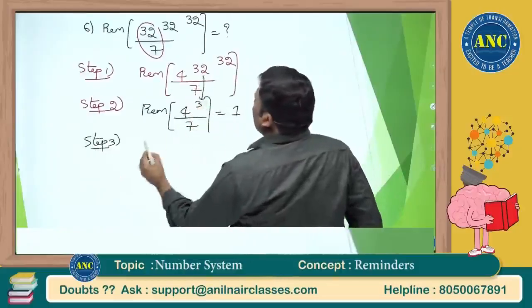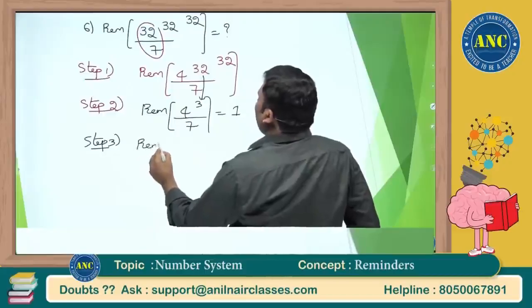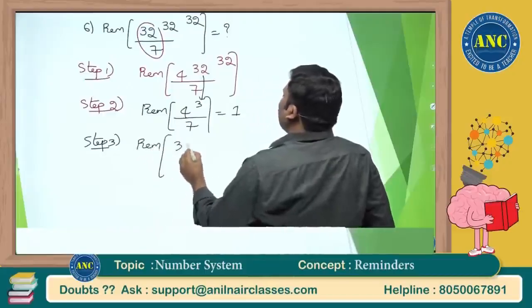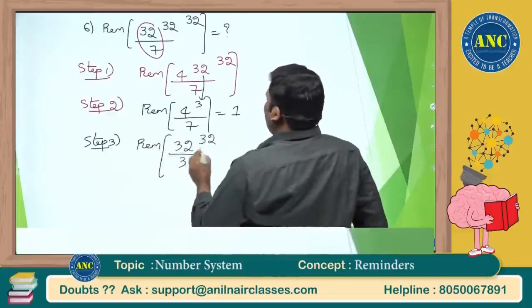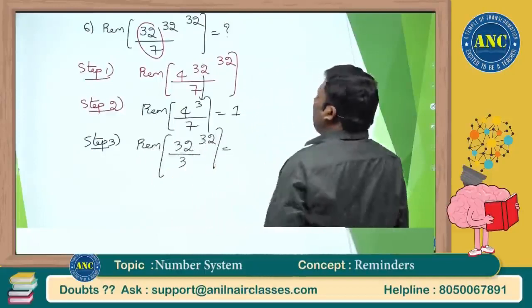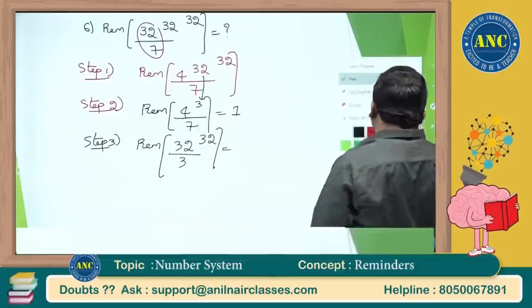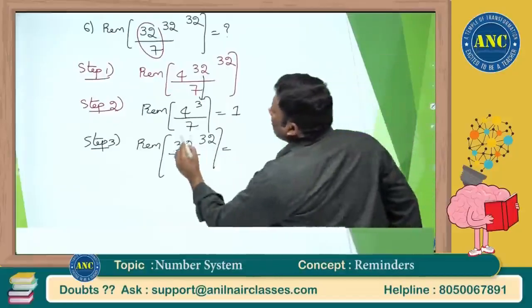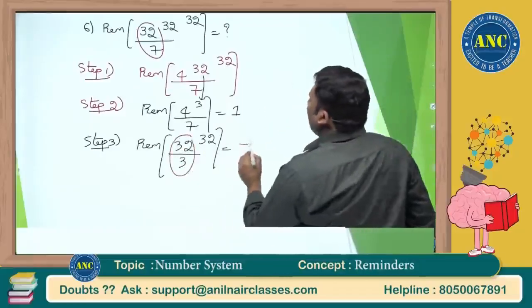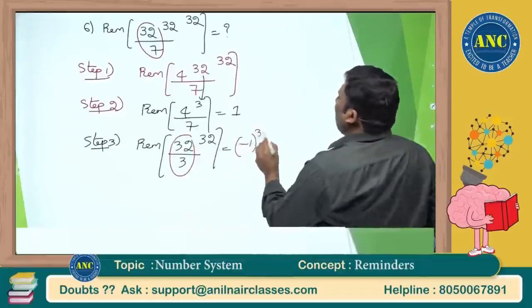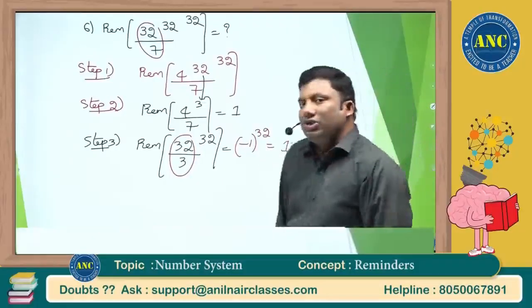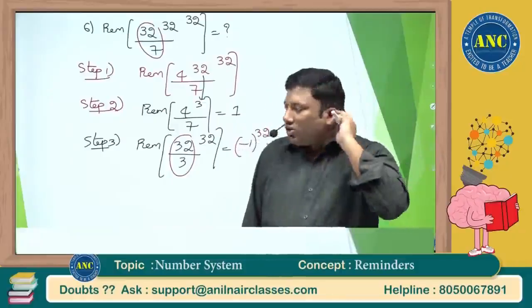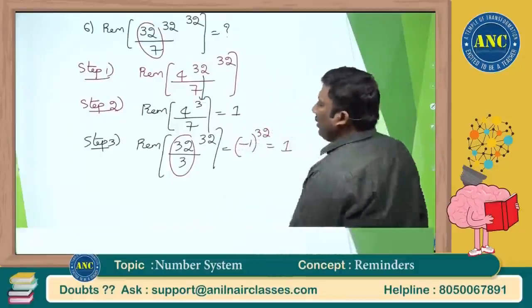Divide the power you require by the power which has given you plus 1. 32 power 32 divided by 3. 3 11s are 33. Negative remainder minus 1. Minus 1 power even is nothing but plus 1.